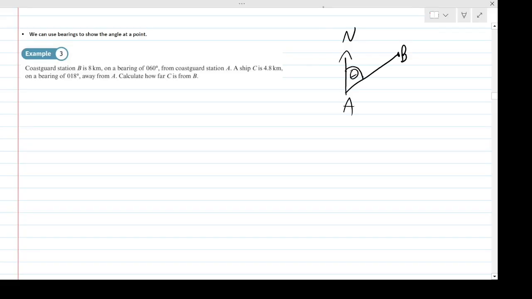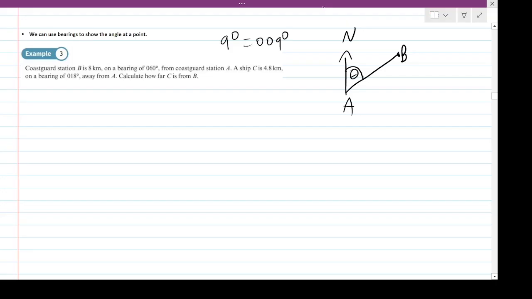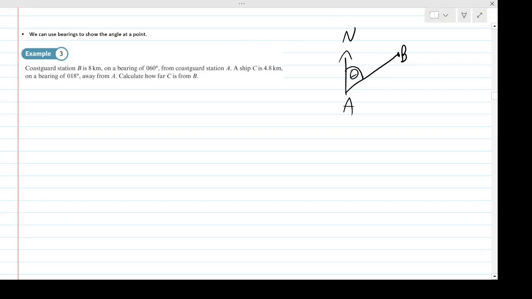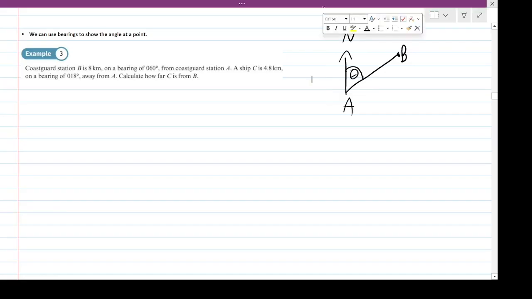The other point is that bearings are always in 3 digits. That's not too troublesome, because hopefully you recognise 060 means 60 degrees, right? But that's the other thing. Bearings are always 3 digits. If there's 2 or 1 digit, like if we had 9 degrees, we would say it's 009 degrees, right? In bearing. But the main idea is, with bearings, you measure from the top and then you rotate, and that's how we denote the angle. With that in mind then, let's sketch the situation.